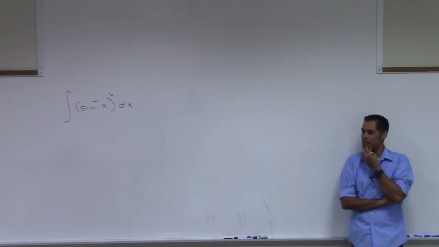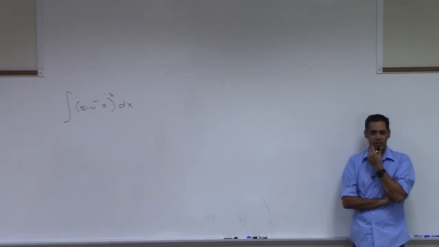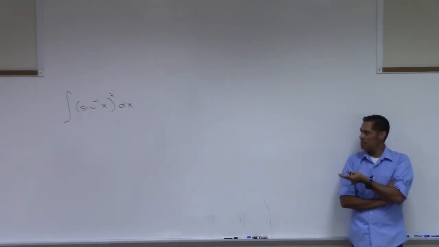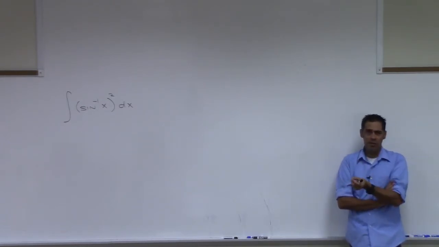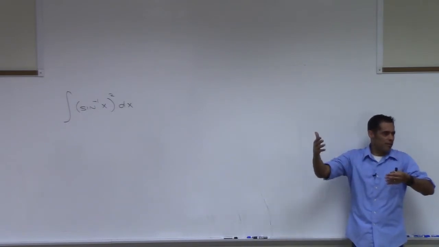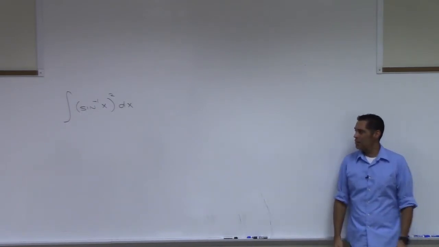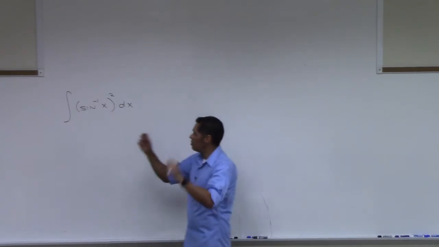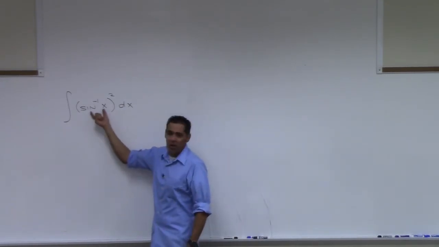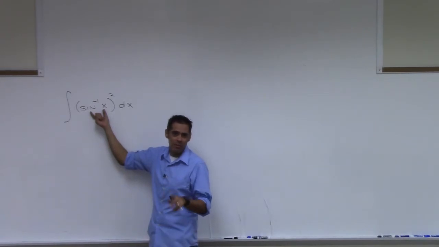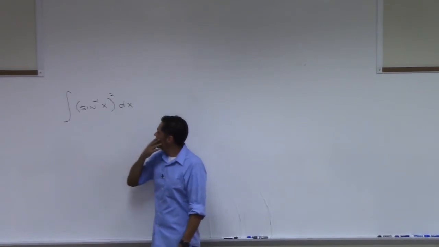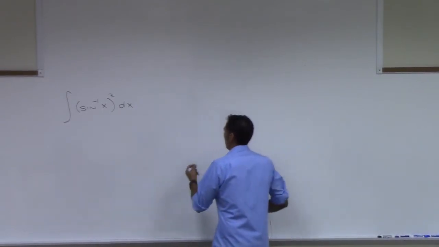You want to try parts? I think that's probably the most reasonable thing here. I don't see a basic u substitution. If we do a u substitution, we're supposed to see something in its derivative. If we choose u as arc sine of x, that's probably the best u I could choose, and the derivative of that is 1 over the square root of something. I don't see that anywhere. So integration by parts, let's try it.